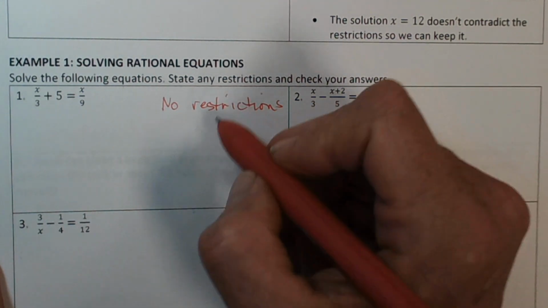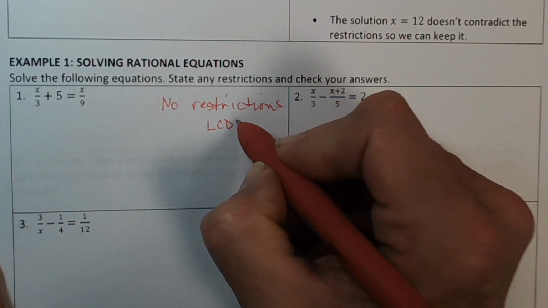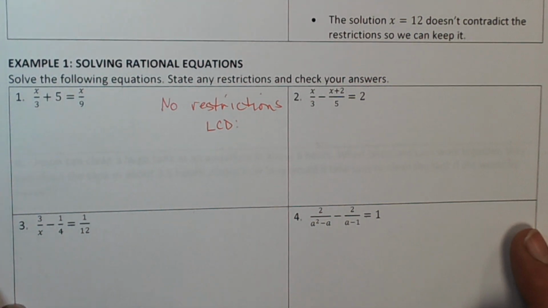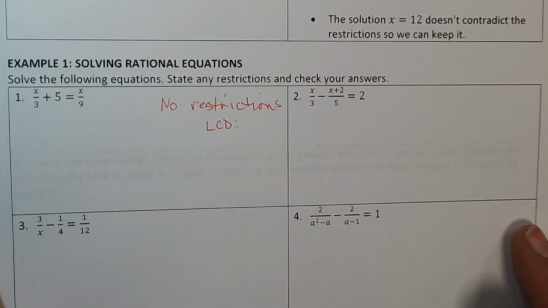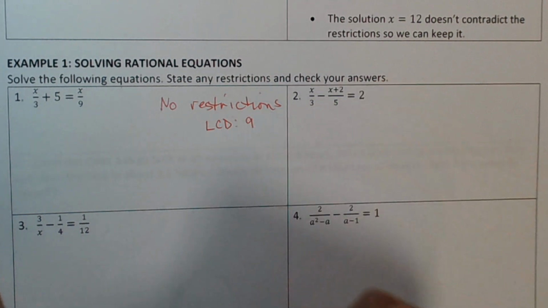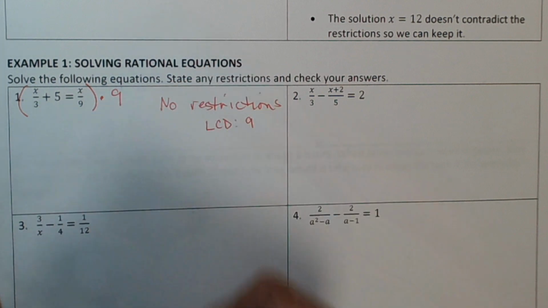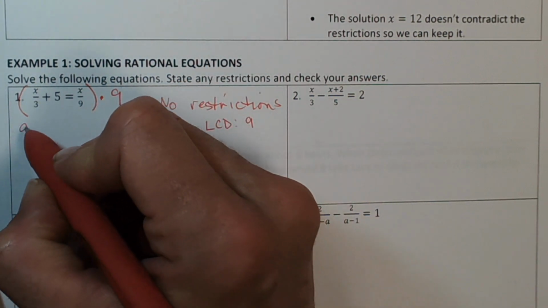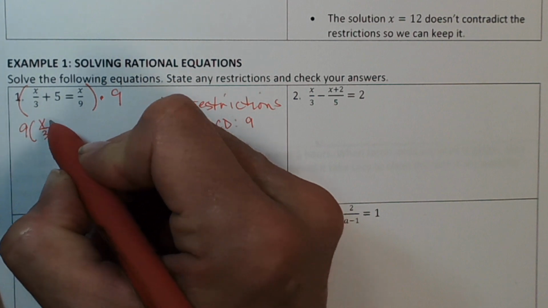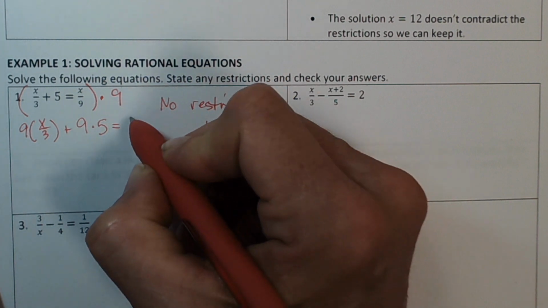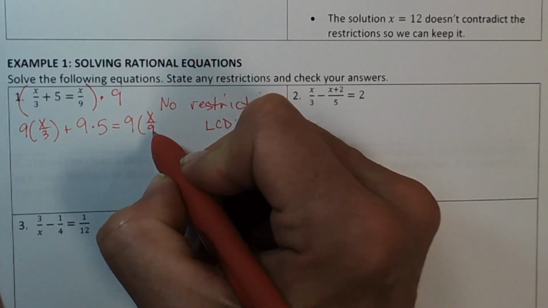All right, so then what we want to do is think about what's the least common denominator. Okay, well, I have a 3 and a 9. So when you're thinking about numbers in the least common denominator, you're thinking about the least common multiple. So when I think about 3 and 9, the least common multiple would be 9. So then I'm going to put parentheses around my whole equation and multiply it by 9. So I have 9 times x over 3 plus 9 times 5 is equal to 9 times x over 9.